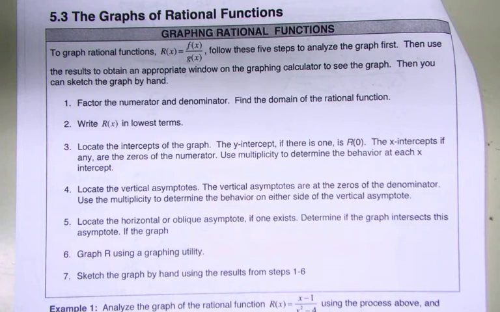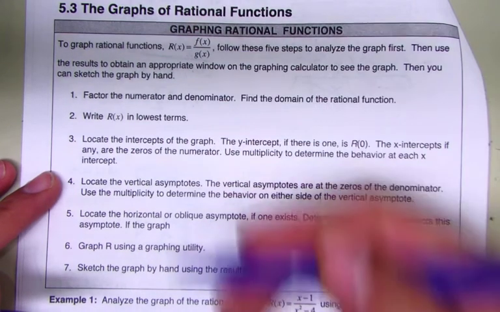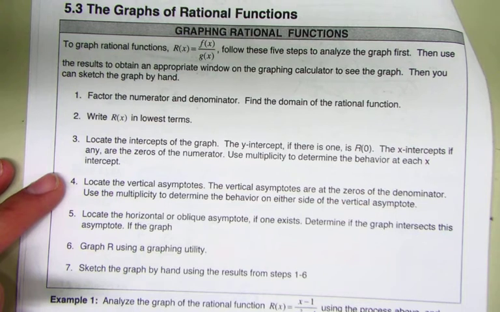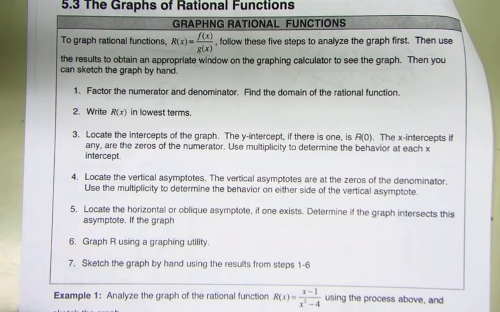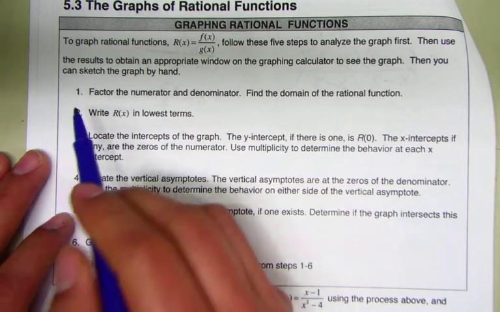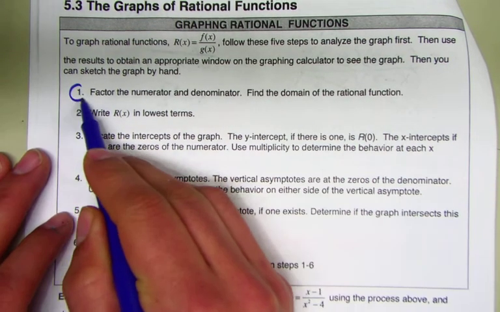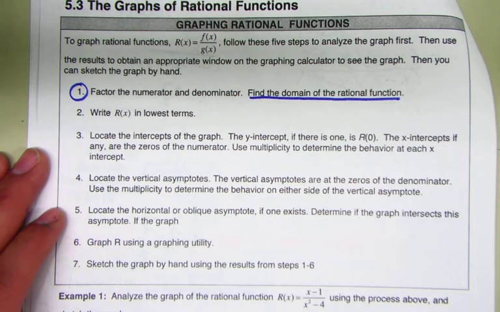So the way we're going to break this down, you guys, okay? These steps right here. If you follow these steps every time, there's no reason to get any of these graphs or any of these details incorrect, okay? The most important thing, okay? First, you factor and you find the domain, okay?